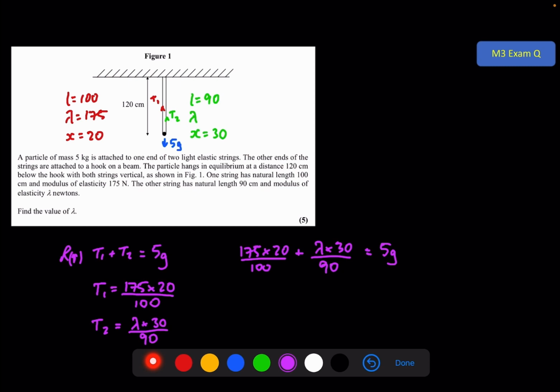And then we can solve for lambda. This is 35, plus lambda over 3, and 5 times 9.8 is 49. So we want to get a fairly nice number for lambda of 42 newtons.